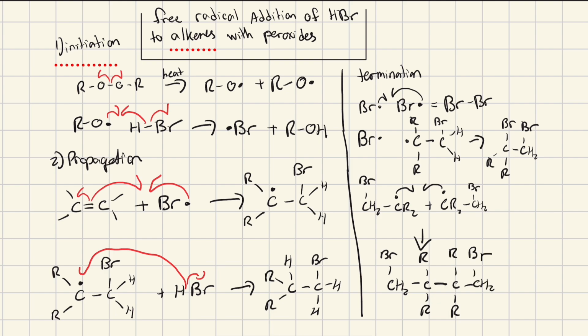Like I already mentioned, notice that the peroxides only matter just at the beginning. Those oxygen bonds are weak, and they just break to generate the radicals that start this whole chain. After that, the reaction just runs on the bromine radicals, and by the time we reach the termination, the peroxides are already gone.